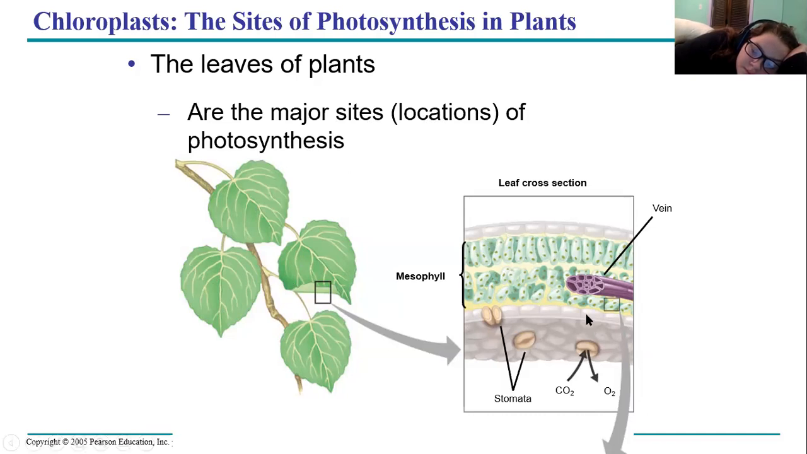Again, you see CO2 going in, you see oxygen going out, water's coming in from the roots, so it's going to be coming into this vein. But these are in my chloroplasts. My little chloroplasts are in there. You see these little bitty dots in these cells, little bitty green dots.